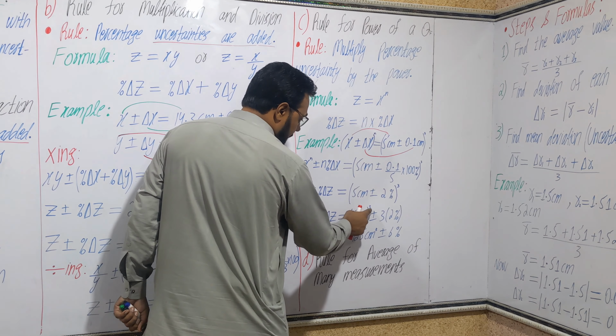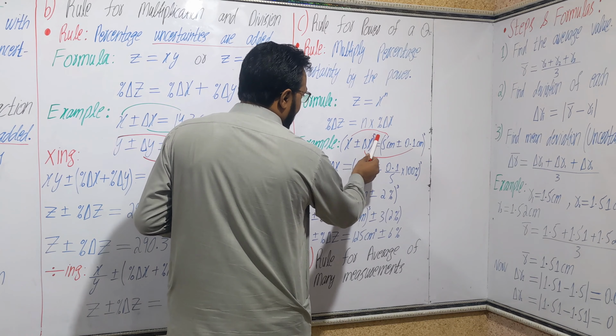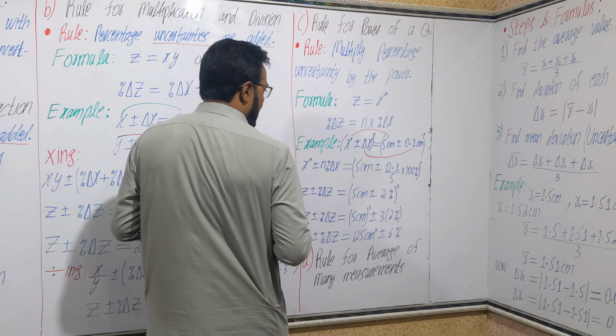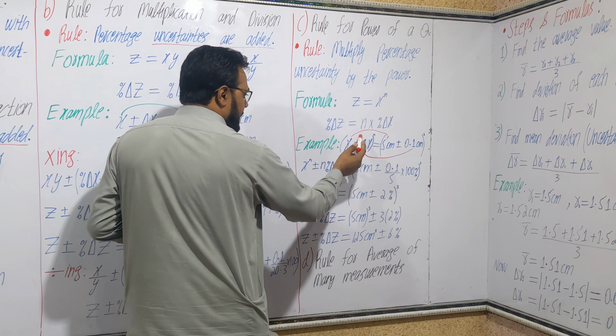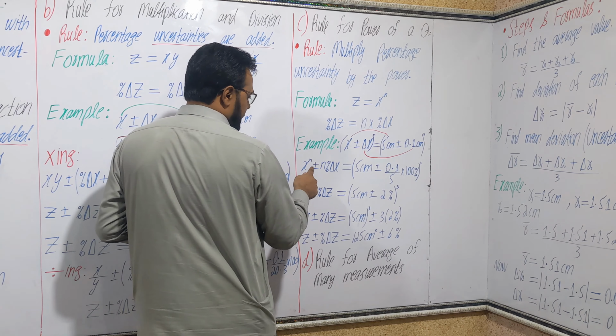Plus minus after multiplication, 3 to the 6, 6%. Now come to the formula. Look here, again, power n, power 3, power n. Again, this power will come on x, then plus minus.